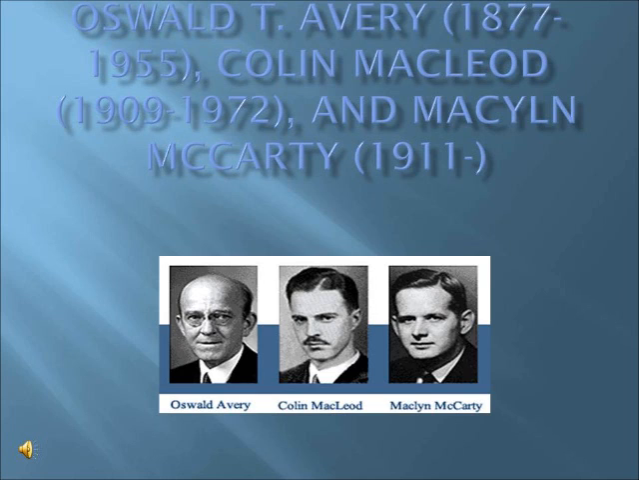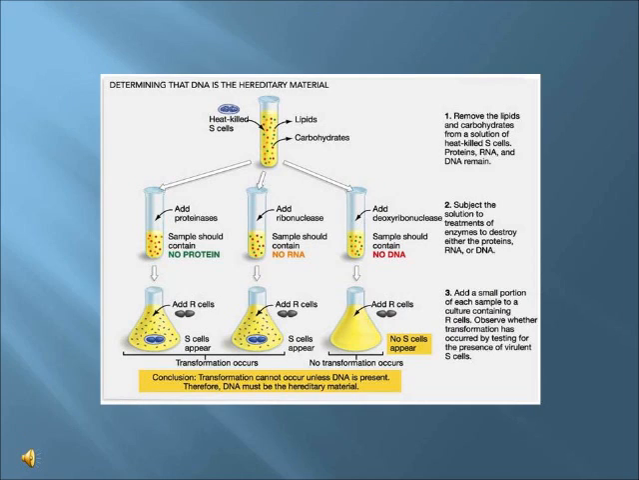Avery, MacLeod, and McCarty realized that Griffith's observations could be used as part of an experimental strategy to identify the genetic material. At the time of the experiment in 1944, researchers already knew that DNA, RNA, proteins, and carbohydrates were components of living cells. To separate components and determine if there was any genetic material in them, they used biochemical purification procedures and prepared bacterial extracts from type S strains.